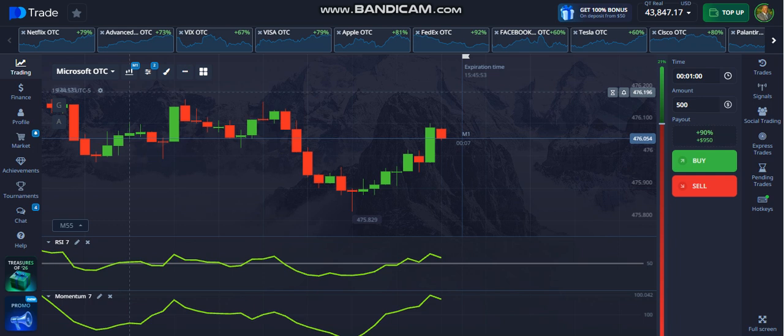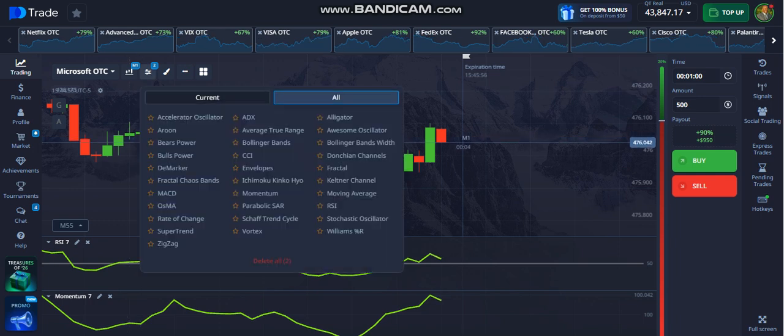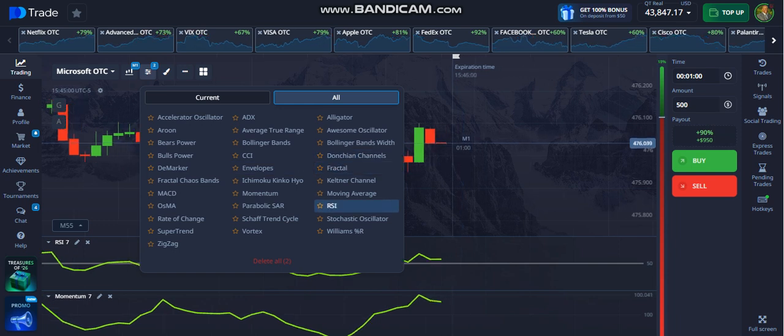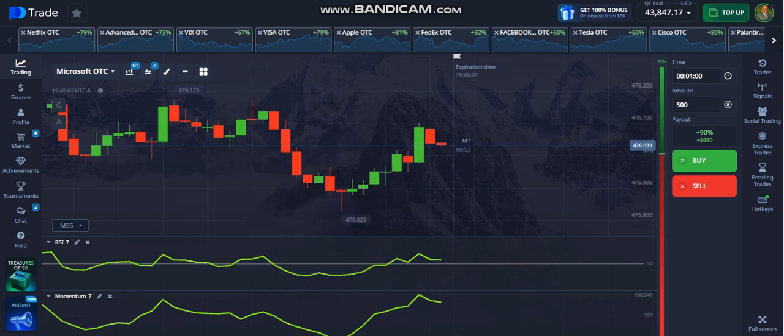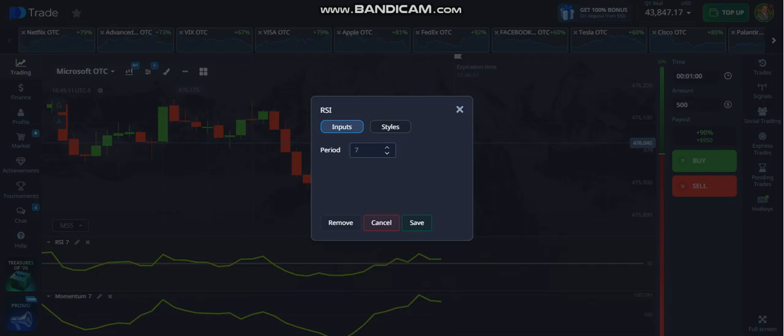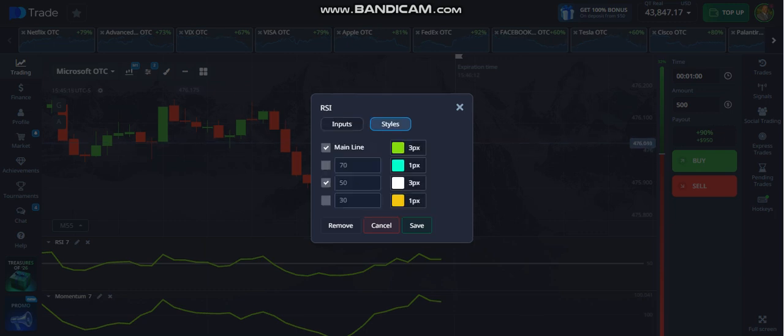So when we click on the indicator icon here, the first indicator will be the RSI indicator, the relative strength index indicator, and the second indicator will be the momentum indicator here. Okay, so we have these two lines set up. Now in my RSI, when I click on the indicator settings here, the period is set to 7. And in my style settings, I've unclicked the 70 and the 30 line because we won't be using them. So we're going to disable them.